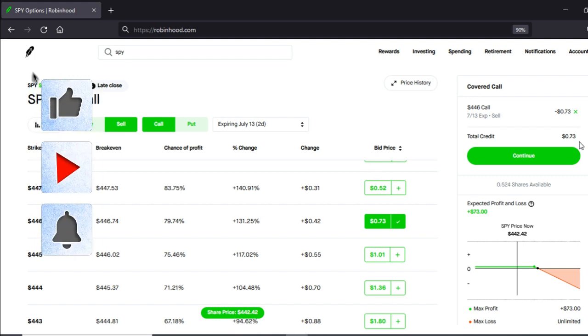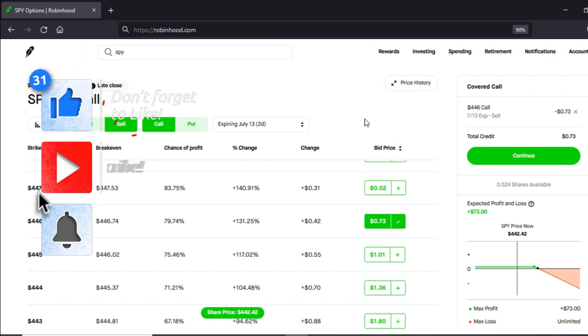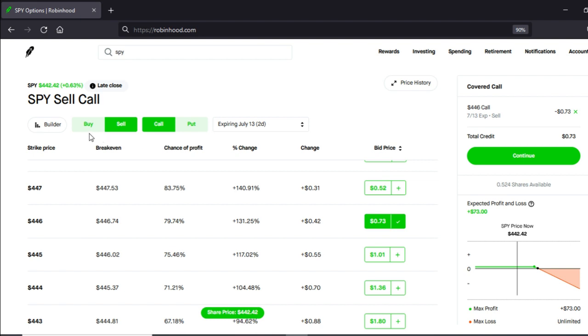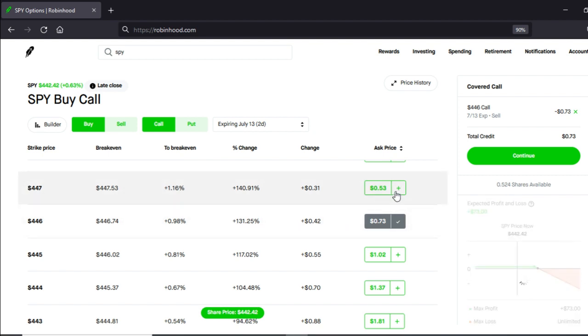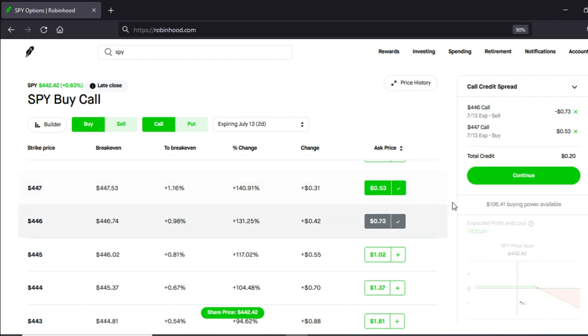Now, let's go ahead to the second part of the option strategy. We're going to put it all together. Then I'm going to explain the different ways how this could go. So now we're going to go over to buy call. And now we're going to choose a strike price right above our sell call. So our buy call is going to be the 447. Now with the 447, since we're buying, we're going to have to pay 0.53 or $53. Once again, each option contract is multiplied by 100 shares. So you're going to go ahead, we're going to click into it.